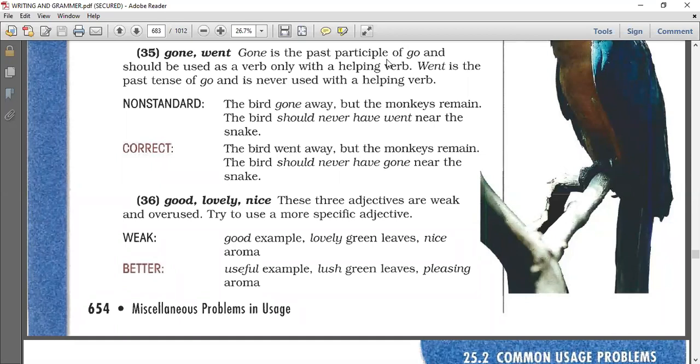The bird gone away. If you look at this sentence, the bird gone away, gone cannot be used without a helping verb before it. So we say the bird has gone away. It must be said this way. Or we can make it went: the bird went. Instead of using gone on its own, we use went. So gone needs a helping verb before it, and went doesn't need a helping verb before it.